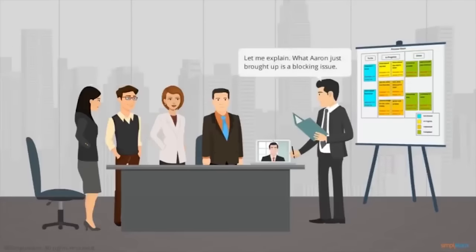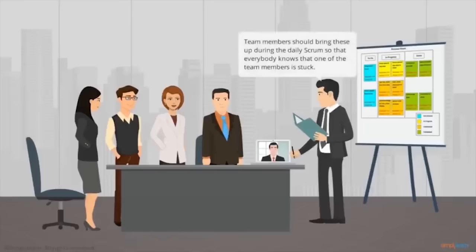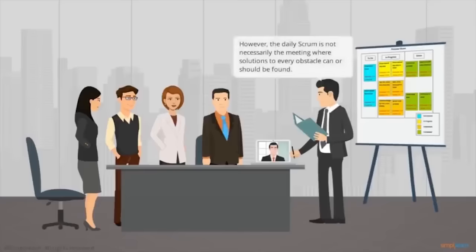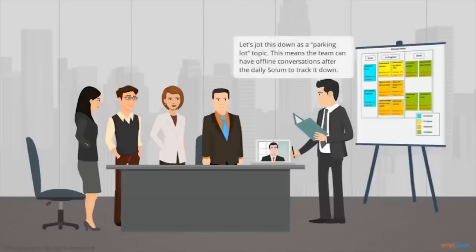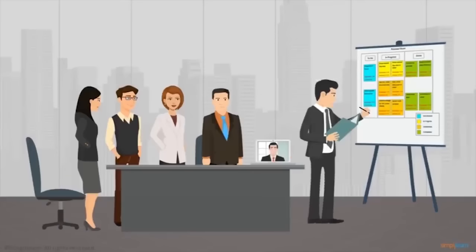Let me explain. What Aaron just brought up is a blocking issue. Team members should bring these up during the daily scrum so that everybody knows that one of the team members is stuck. However, the daily scrum is not necessarily the meeting where solutions to every obstacle can or should be found. It looks like Mary knows a thing or two about the issue that Aaron has brought up. Let's jot this down as a parking lot topic. This means the team can have offline conversations after the daily scrum to track it down.